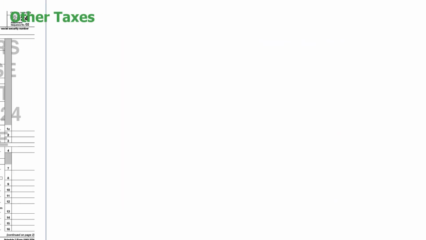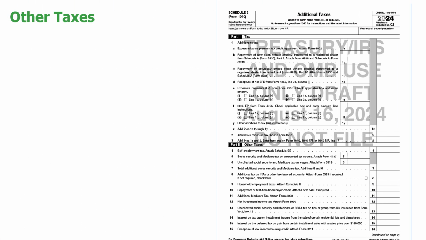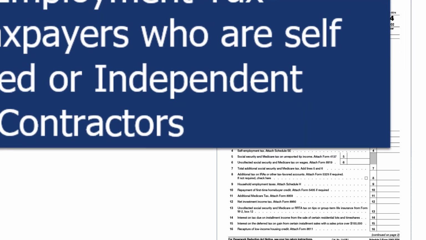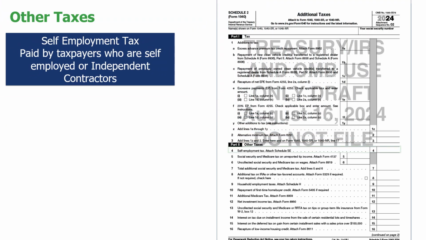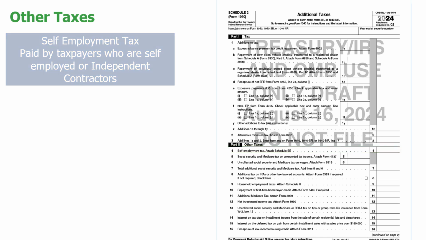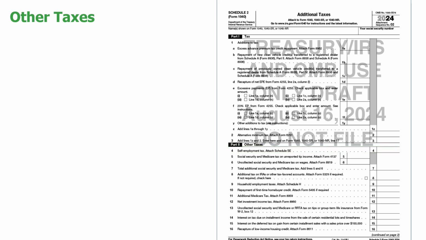Let's talk about other taxes. These are not the usual income taxes, but other special taxes that can be added to the return in certain circumstances. Other taxes you may encounter include the self-employment tax, which is the Medicare and Social Security payments that taxpayers who are self-employed or independent contractors must pay.